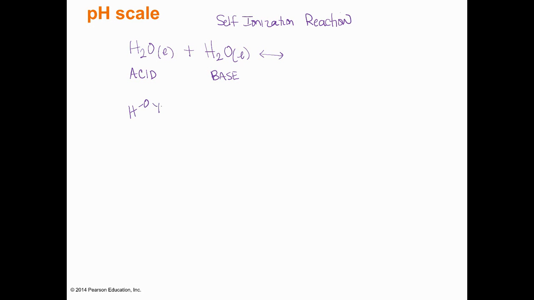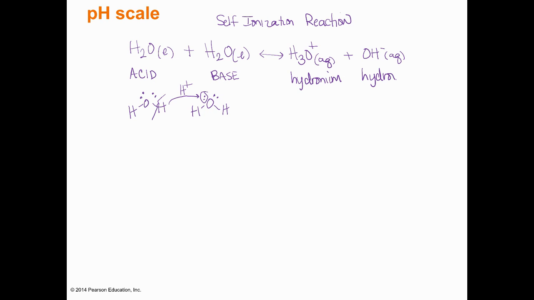So let's look at it from a Lewis dot perspective. So here's one water, and here's another. What'll happen is this bond breaks to form the H plus, and the other one accepts it via its lone pair here. And what you end up forming is H3O plus and hydroxide. So H3O plus is hydronium and hydroxide, OH minus.